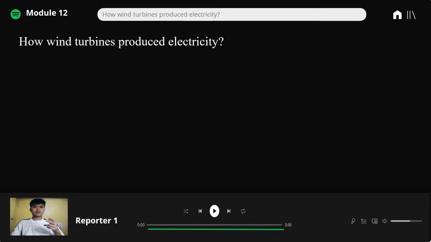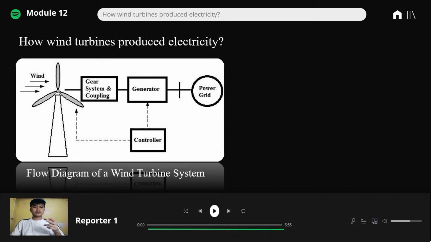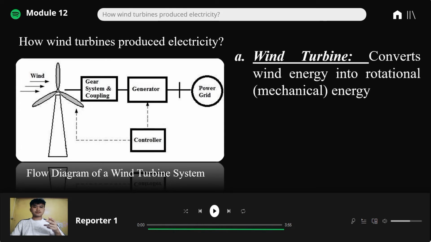How wind turbines produce electricity? Like I said earlier, we have four main components. First is the wind turbine, which converts wind energy into rotational or mechanical energy. A wind turbine uses blades to collect the wind's kinetic energy. Wind flows over the blades, creating lift similar to the effect on airplane wings, which causes the blades to turn. The blades are connected to the drive shaft that turns an electric generator, which generates electricity.